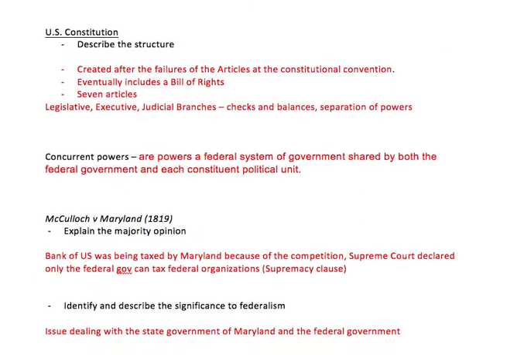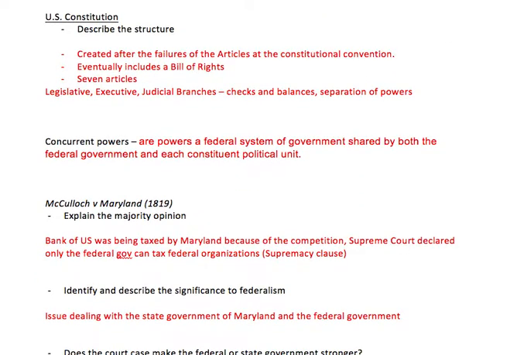This led to the creation of the United States Constitution, which has your three branches: legislative, executive, and judicial, with your checks and balances and separation of powers. It was created after the failures of the Articles, at the Constitutional Convention. It did then include the Bill of Rights because the Anti-Federalists wanted a Bill of Rights, and it has 7 articles. Your concurrent powers are powers a federal system of government shares with the state governments.